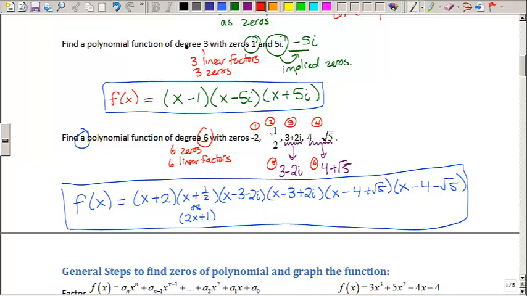One more thing I'd like you to remember here is when you're taking the opposite sign of the zero to put it in the factor, if there's more than one term in your zero, like 3 plus 2i, you take the opposite of both the 3 and the opposite of the 2i. You change both of the signs. Notice here when I took the 3 minus 2i, I took the opposite of 3 and the opposite of negative 2i all the way down the line.